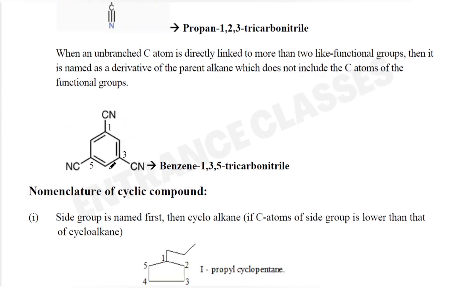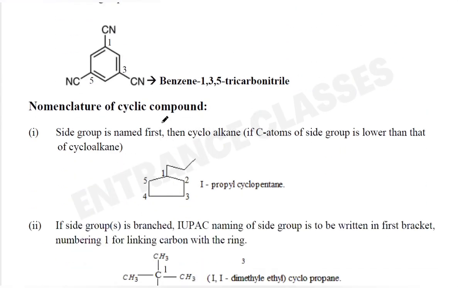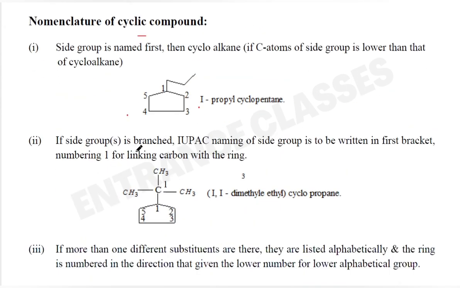This is 1,3,5-tricyanobenzene, right? Now, cyclic compound. For the cyclic compound, side group is named first, then cyclo. At one position, there is propyl, that is 1-propyl cyclopentane. One may be omitted also, propyl cyclopentane, implying that side group is linked with 1 carbon. If the side group is branched, IUPAC naming of side group to be written within brackets, and the link carbon should be 1.